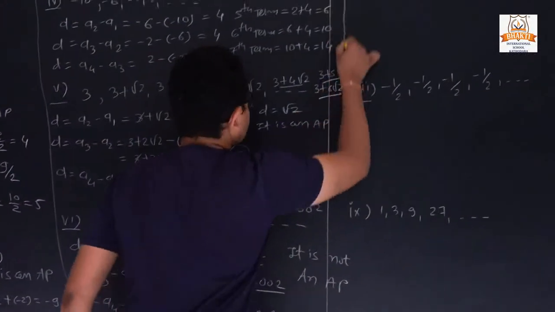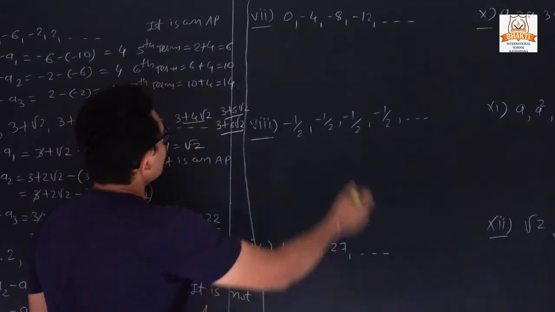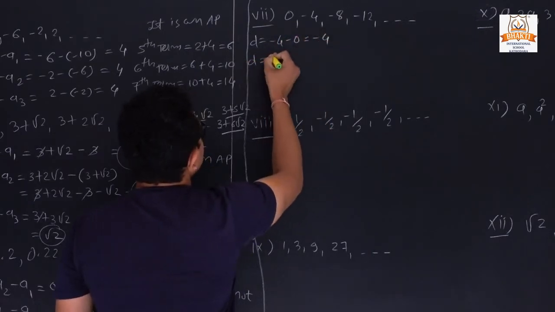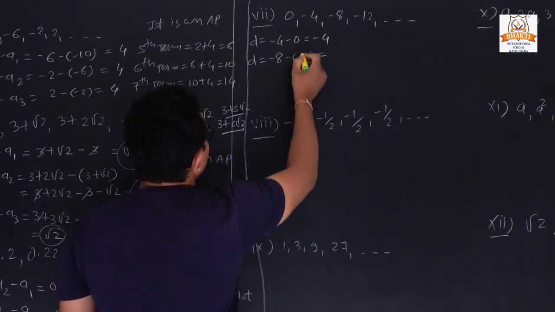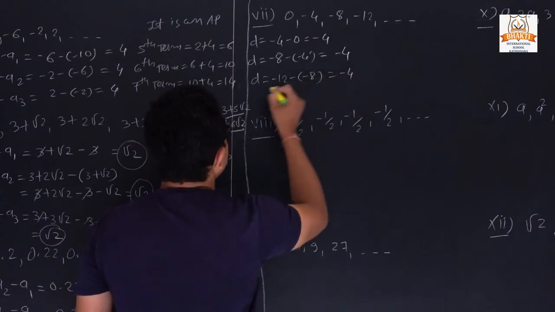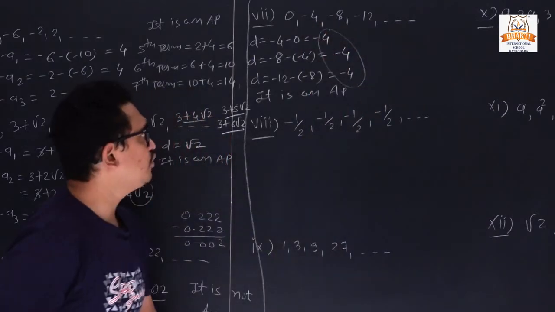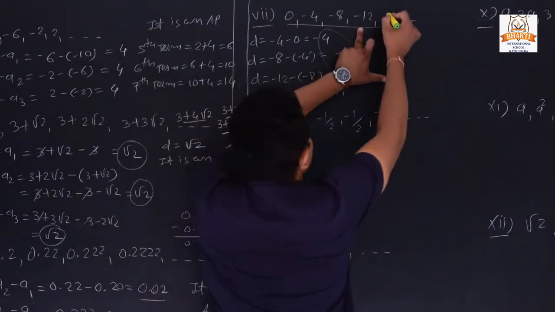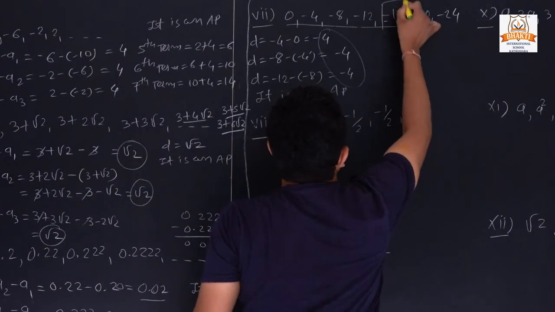Now the next, 7. First of all we find the difference. So minus 4 minus 0, the answer is minus 4. Once again minus 8 minus in bracket minus 4. So minus minus becomes plus, so once again minus 4. Then minus 12 minus in bracket minus 8, minus minus plus. So it is an AP, because each time the difference is minus 4. So the next terms, see that pattern: minus 4, minus 8, minus 12, then minus 16, minus 20 and minus 24. So the next 3 terms are what?